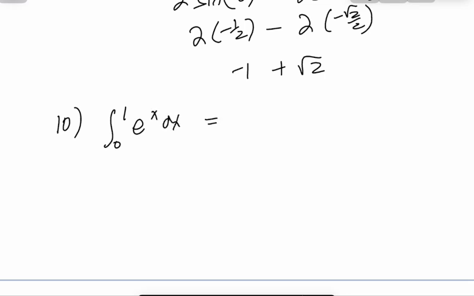The antiderivative of e to the x is e to the x. So this was probably, besides number 8, which was so wonderful, one of the easier problems on there. It's just e to the first minus e to the 0. The best way to write that is e minus 1 as your final answer. So that 10 is a nice one.